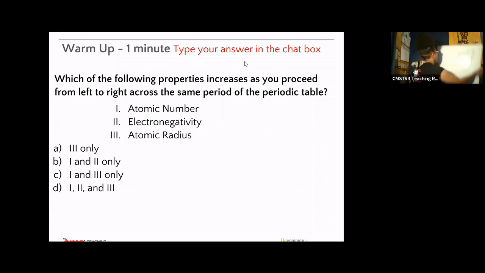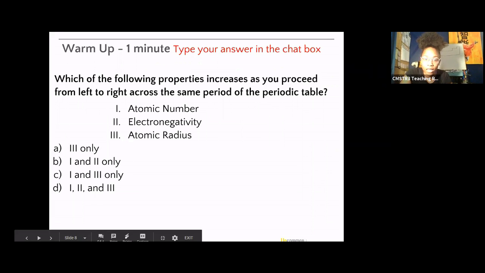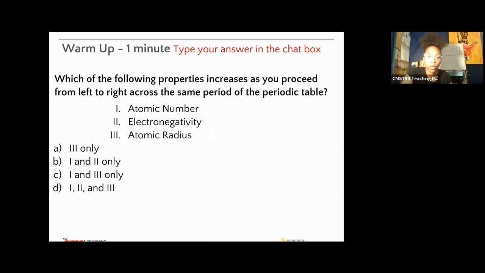It's a very crudely drawn periodic table, but we'll make it work. All right, I've got some votes being cast. We're going to decide what the correct answer is in a second. Let's see, 3, 6, 7. All right, I've got everybody. Right now we've got a tie between 1 and 2 in 3. So atomic number and atomic radius, or atomic number and electronegativity. Let's see if we can figure this out in just a second.